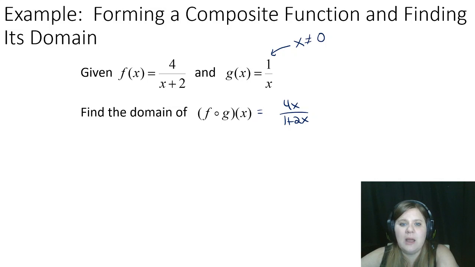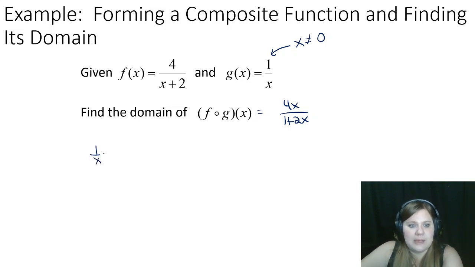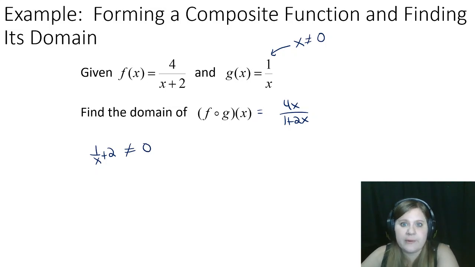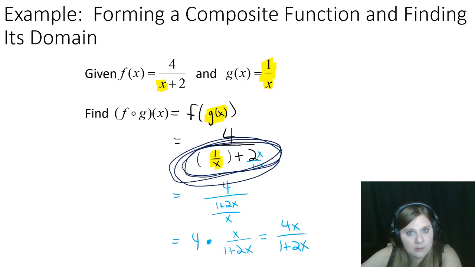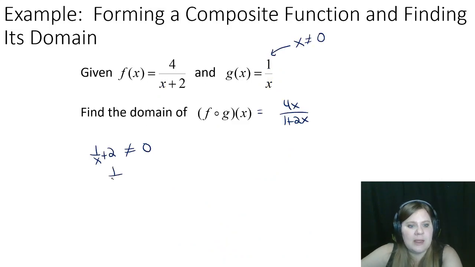Okay, so now I need to look and see. I know that g, when I plug it in here, cannot cause a 0. So 1 over x plus 2 can't equal 0 either. And if you're wondering where the 1 over x plus 2 came from, once we plugged g in, that was the denominator. So we know 1 over x can't be negative 2. 1 can't equal negative 2x, and x can't equal negative 1/2.